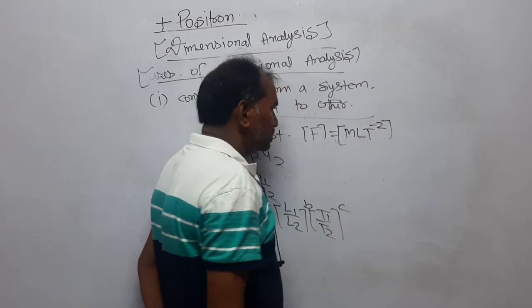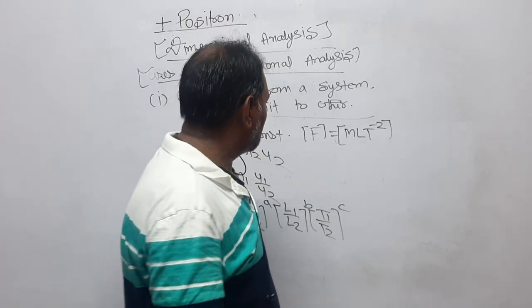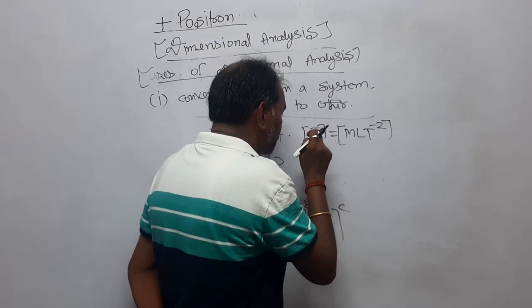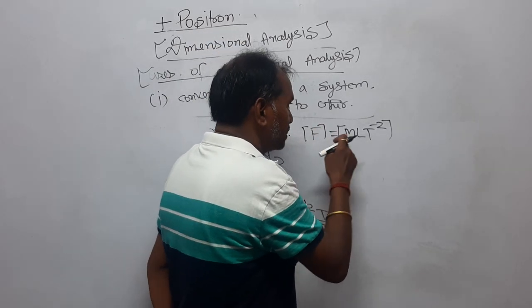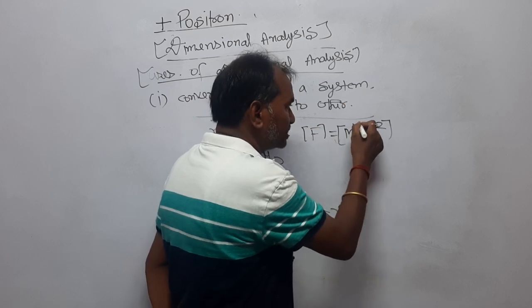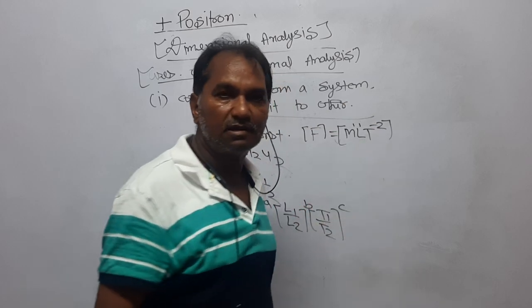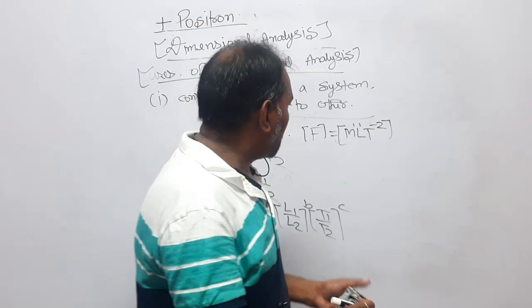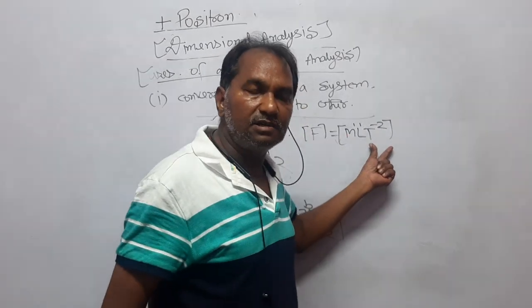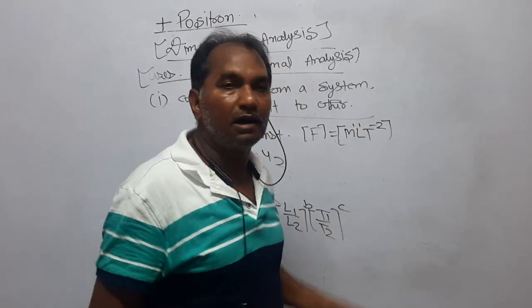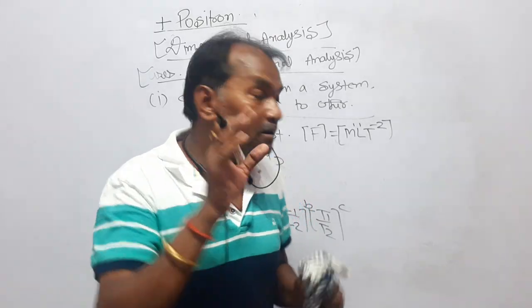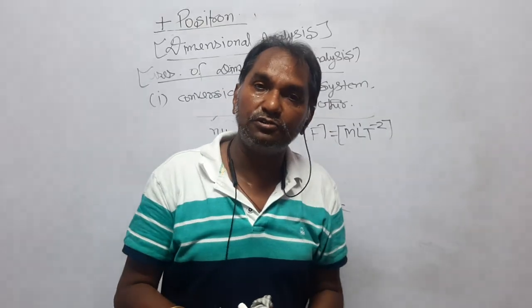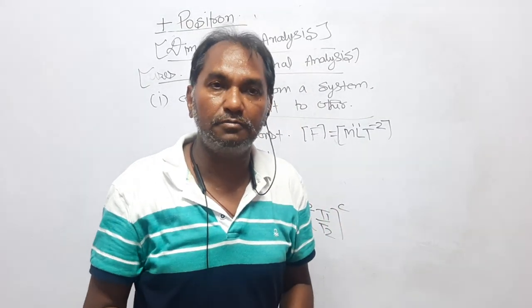Right? Then you will say in the force, mass has the dimension 1, length has the dimension 1 and time has the dimension minus 2. Either it is in MKS or in CGS, these powers are the dimensions. Means these powers are not going to change. These dimensions are not going to change.